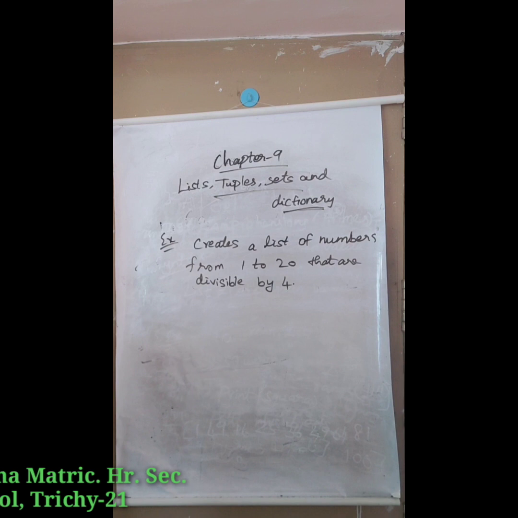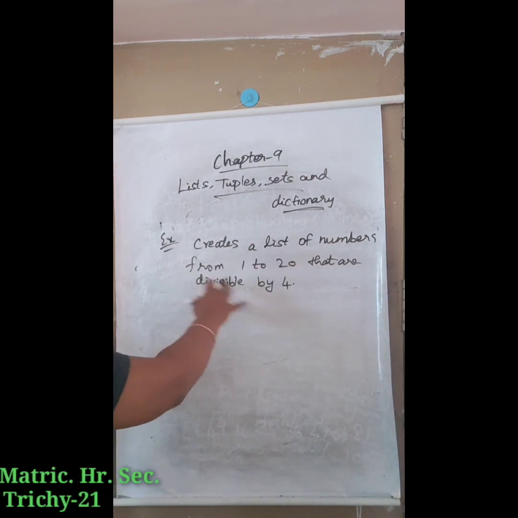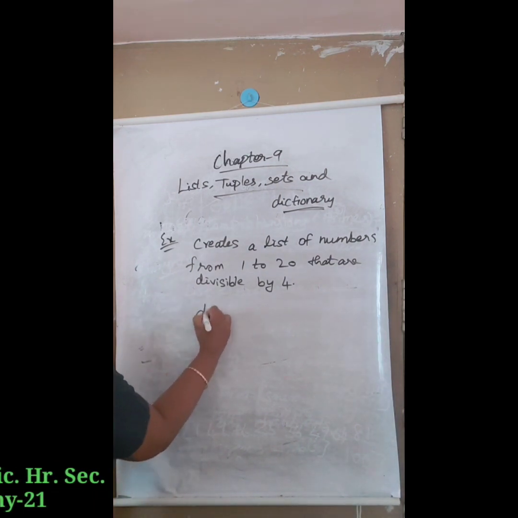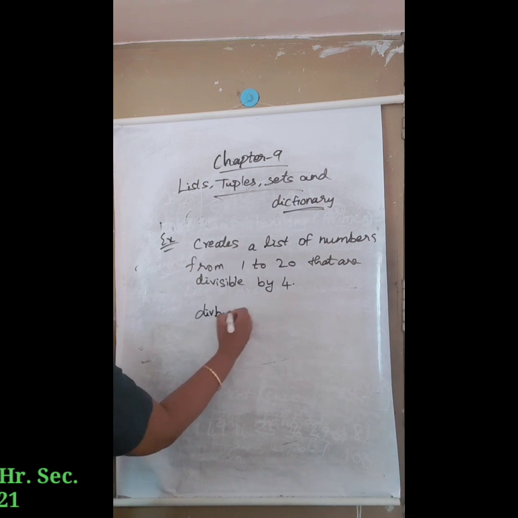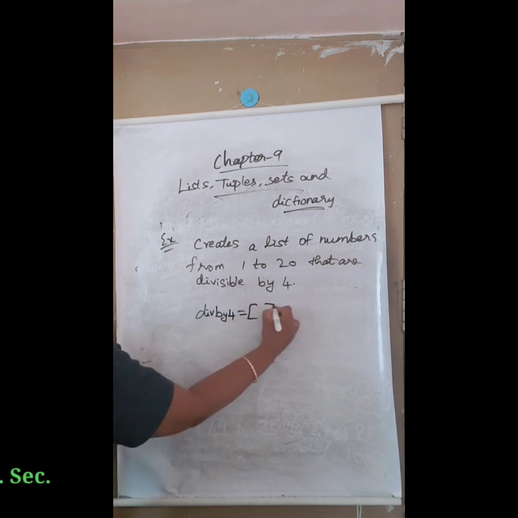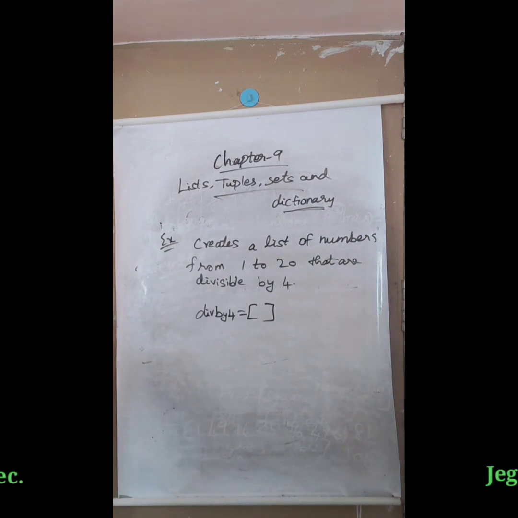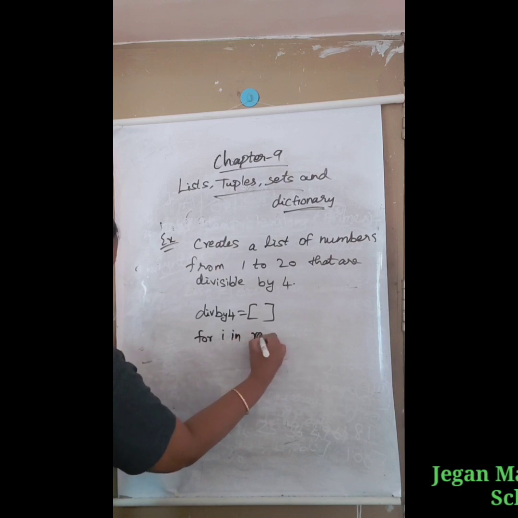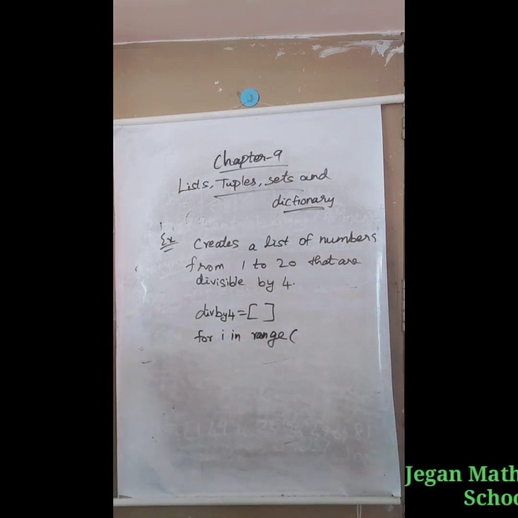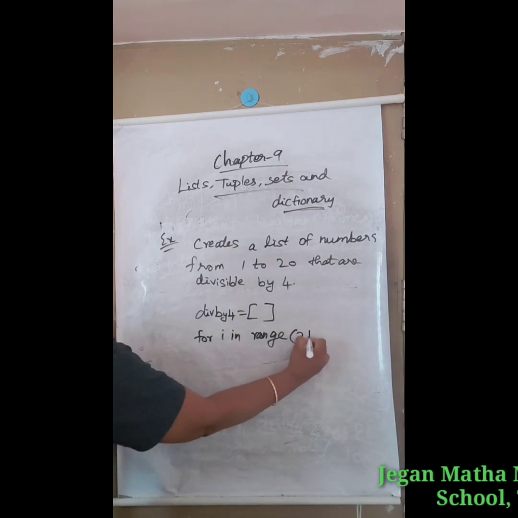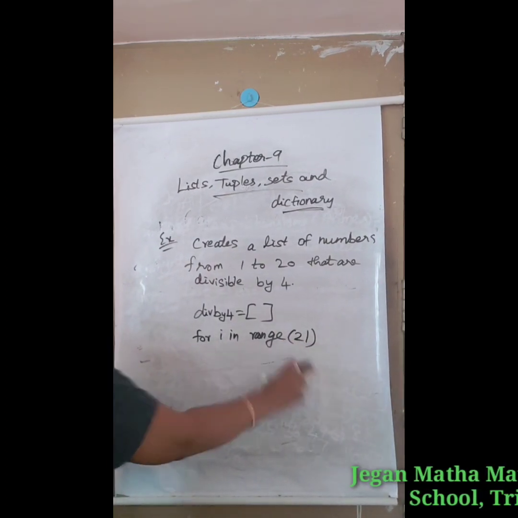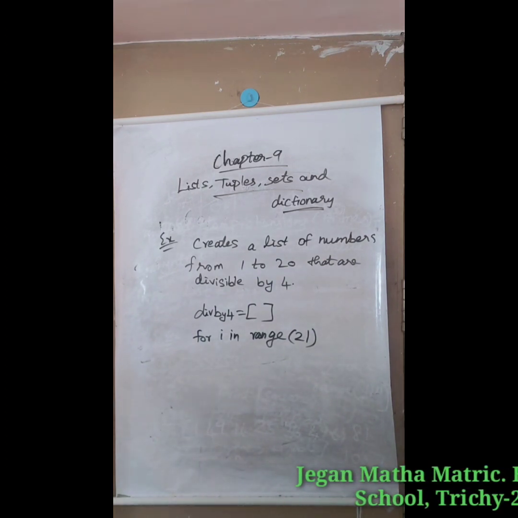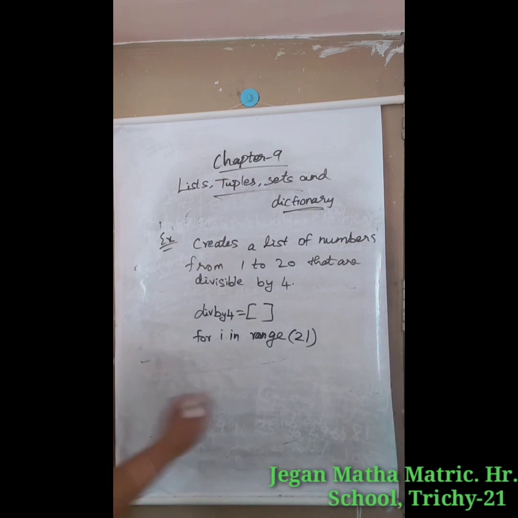The first example creates a list of numbers from 1 to 20 that are divisible by 4. Here we give the name divisible by 4, and it's an empty list. When we start, it is an empty list, and then for i in range. Here we give 21, which means it automatically starts with 0 and ends with 20.